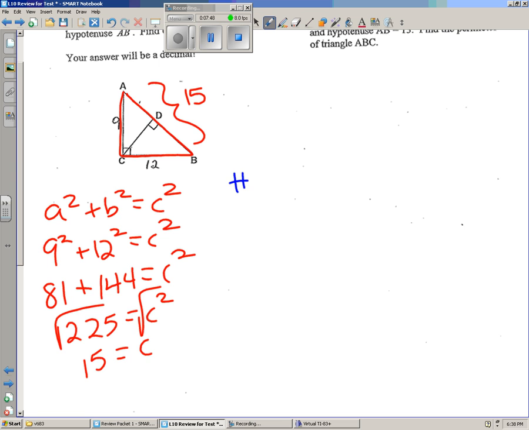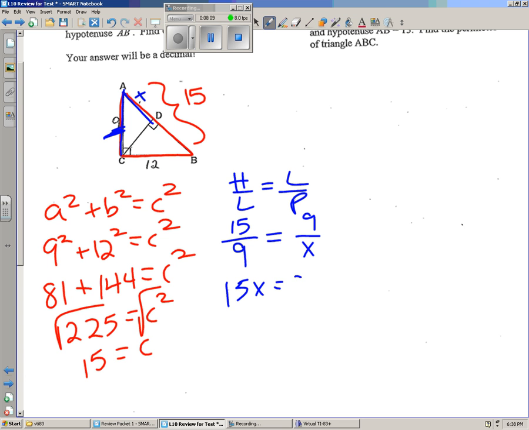So, what I suppose is tricky about this is you have to pick a leg and go with it. I'm going to pick the 9. Okay? 15 over 9 equals, repeat the same leg, 9 over the projection on that side. So I'm going to call this x, the projection on this side that's attached to the leg that we're working with. So we get 15x equals 81. 81 divided by 15 turns out to be 5.4. And this is where I said the decimals are going to come in. So we get that projection to be 5.4.